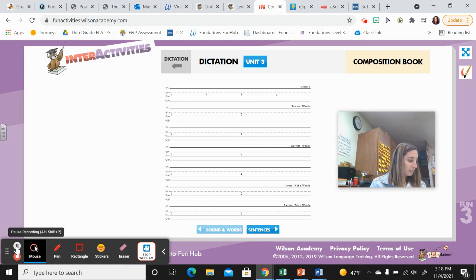Okay. Now the last thing we are going to do are our sentences. So go on to page 65 now and get ready for sentence number 1. It is, Mr. Smith slipped on a rock inside the cave. Okay, I'll read it again. Mr. Smith slipped on a rock inside the cave.